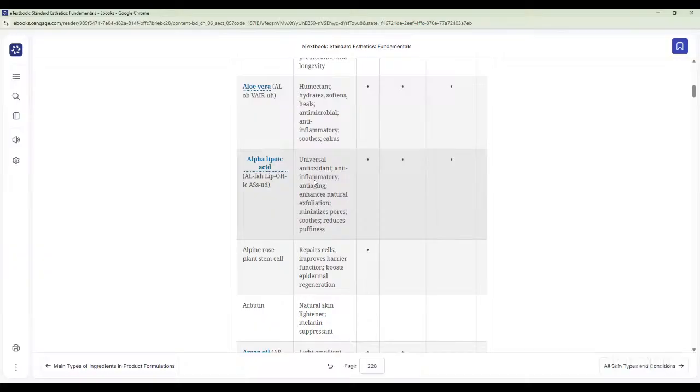Okay. Alpine Rose is a plant stem cell. As soon as you hear plant stem cell, you think of repairing. Okay. Improves the barrier function, so it strengthens the skin. All right. Boosts epidermal regeneration, and the skin repairs itself faster.